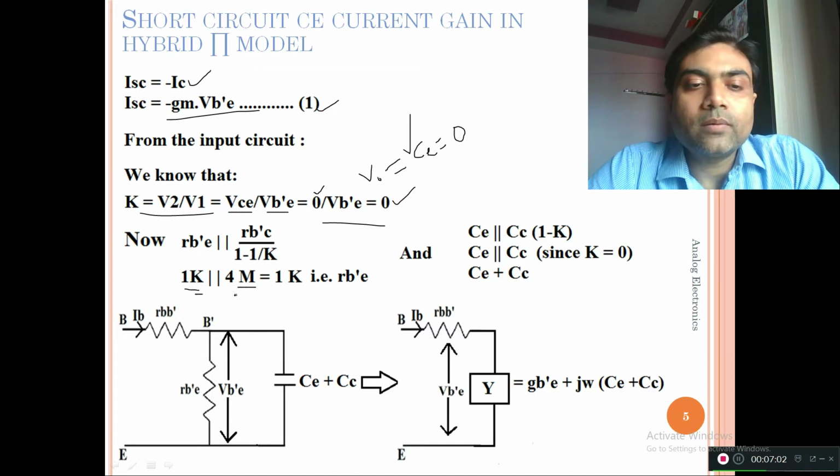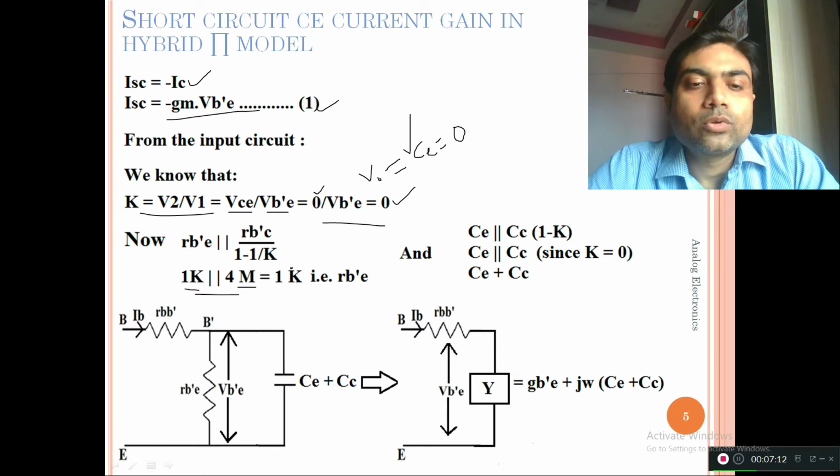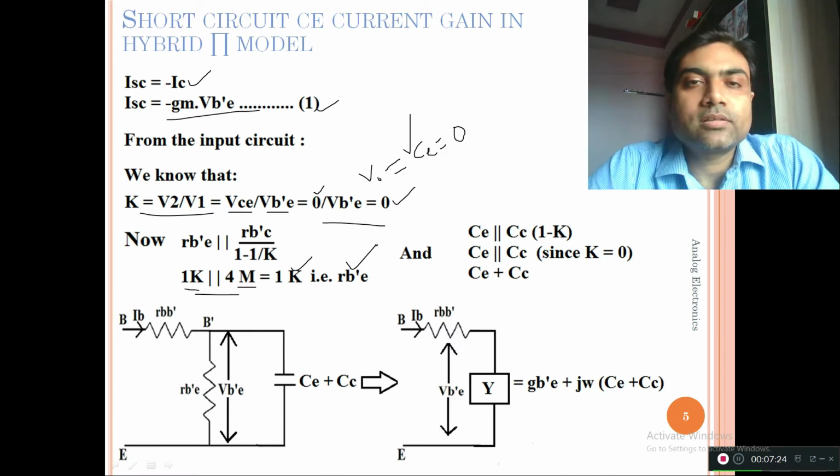When two resistances are in parallel, the lower resistance prevails. So 1 kilo ohm will be the equivalent value of these two resistances, and hence RB'E comes out to be the final resistance at the input side. Similarly, these two capacitances are also in parallel.